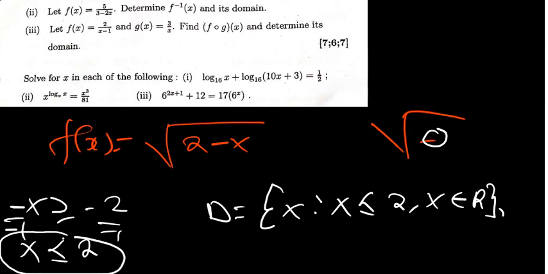What I mean is I can get any value. For example, if I put 2 here, I'm going to get the square root of 0, which is 0. If I get 1, I'm going to get 1. If I get negative 1, it's going to be defined. Does that make sense?